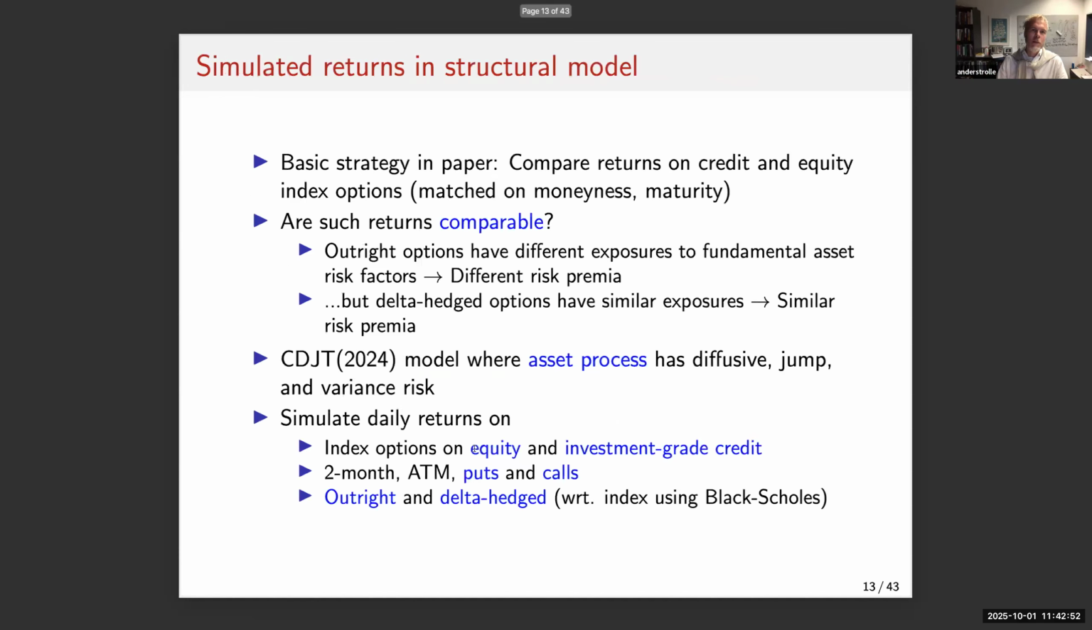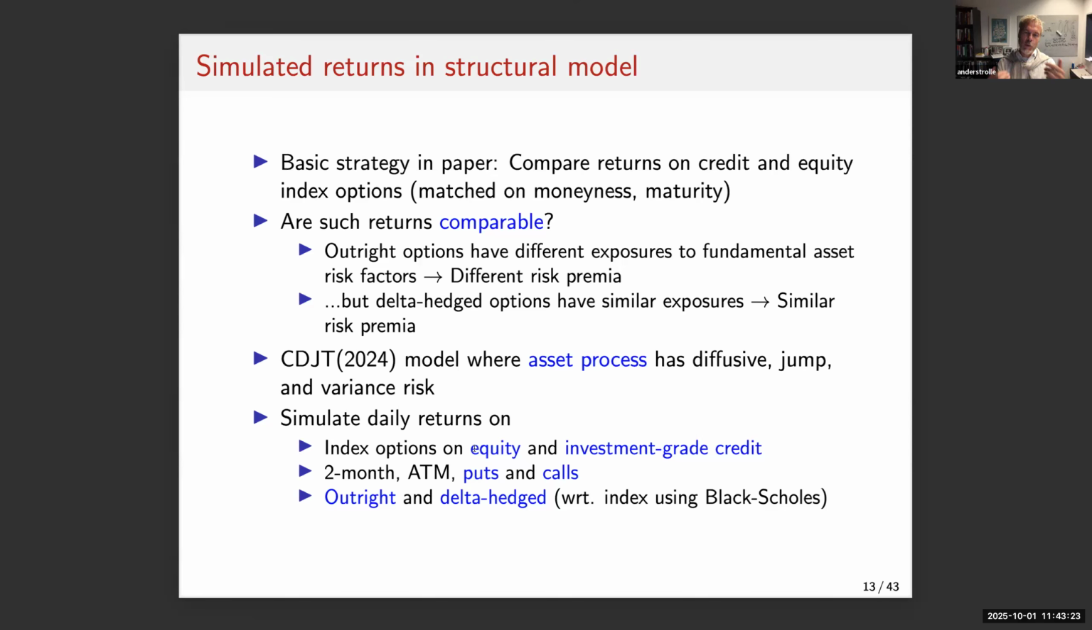So this strategy in the paper is basically to compare returns on these credit and equity index options, matched on moneyness and matched on maturity. So the first thing you could ask is whether these returns are at all comparable, in the sense that suppose that we observe a large difference in the average return on credit and equity index options. Does that reflect mispricing or inconsistent pricing of the two sets of options?